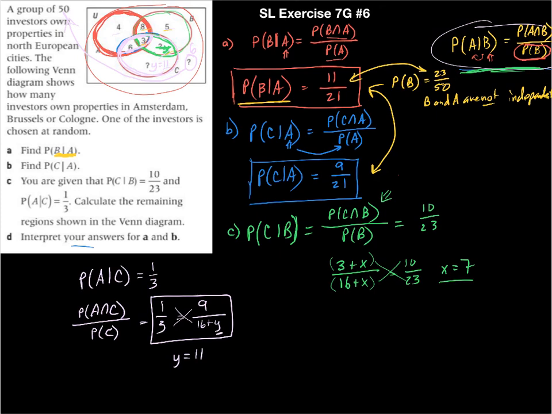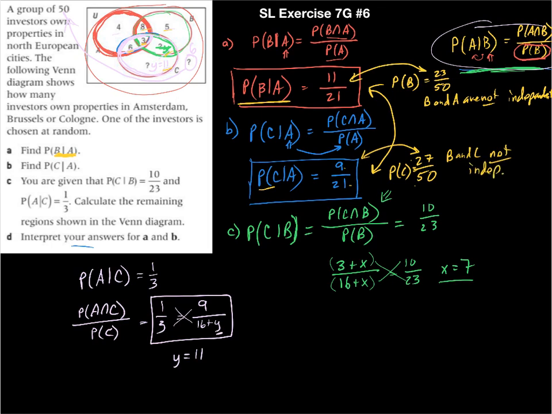Let's just look at the probability of C. If I add up everything inside of C, that would be 6 plus 3 is 9, plus 11 is 20, plus 7 would be 27. So that would be 27 out of 50, which is the overall probability of C. Once again, you'll notice that these two things are not the same. If I were to multiply the top by 3, I'd have to multiply the bottom by 3 to have the same fraction. So once again, B and C are not independent.